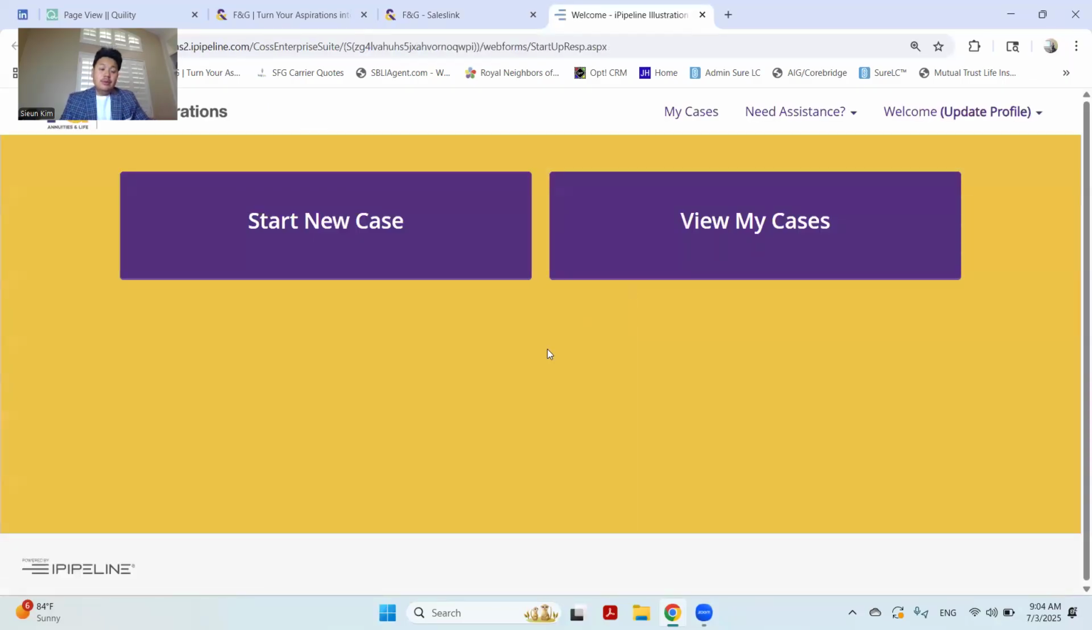As an example, when you're doing a Mutual of Omaha IUL Express or Americo's Instant Decision IUL, they're pretty straightforward. You can just go to the quoting tool or the website and quote them out right away. But FNG doesn't have that tool. It's a little more custom, so you have to come in here to do an illustration. You click Start New Case.